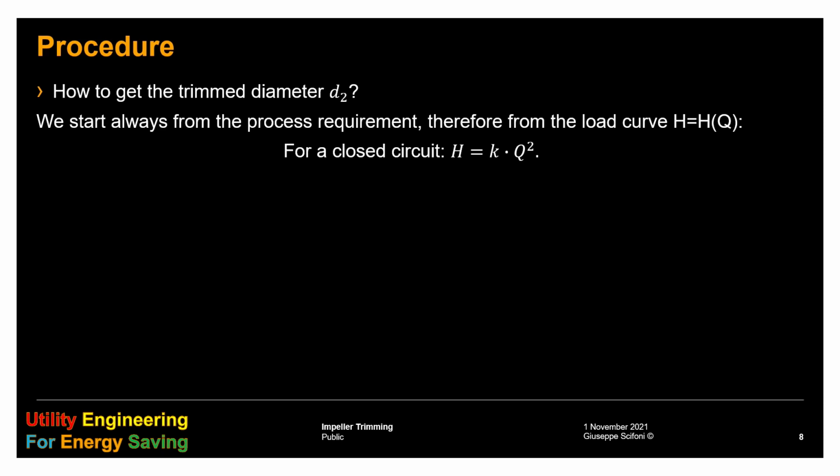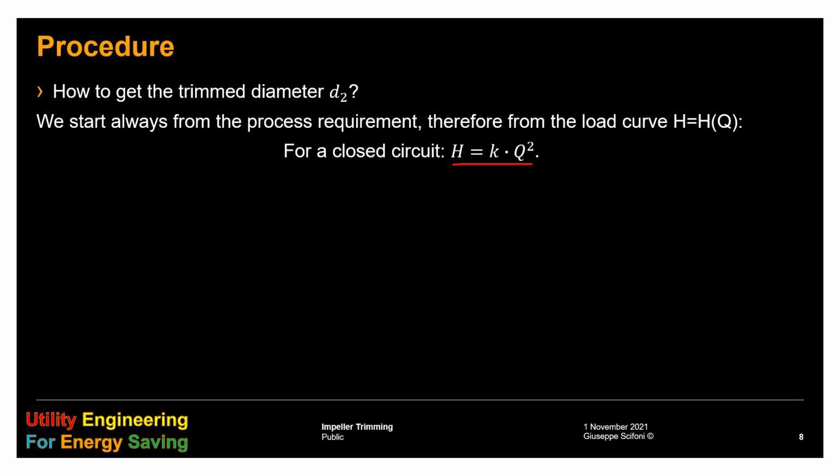Who tells us the head? Only the process can, and the process curve we have to know first. For a closed loop, it has a simple expression: H equals K times Q squared. The constant K we can find by knowing one operating condition.